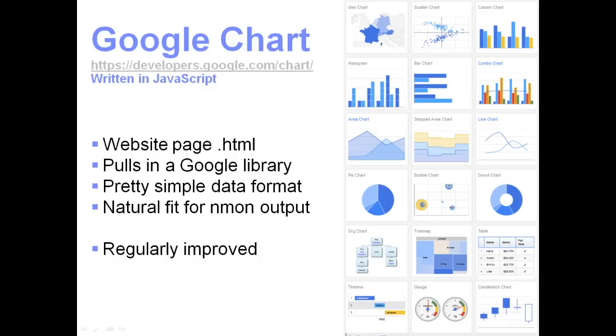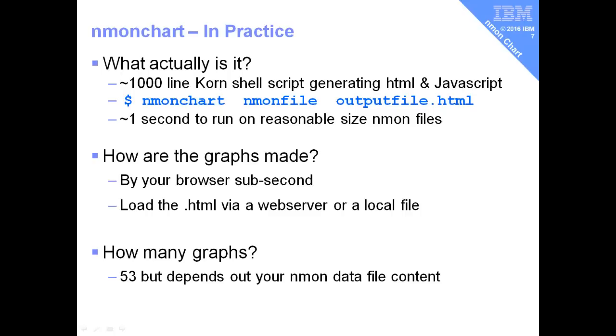The format of the data is pretty simple, and it's a natural fit for the way it's saved in the nmon file. Also, Google Chart itself is improving drastically, including getting faster. So what is nmonchart actually in practice? Well, it's around 1,000 lines of Korn shell script generating HTML and JavaScript calls.